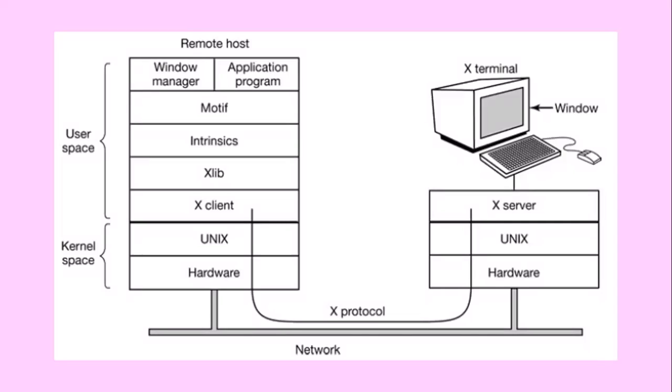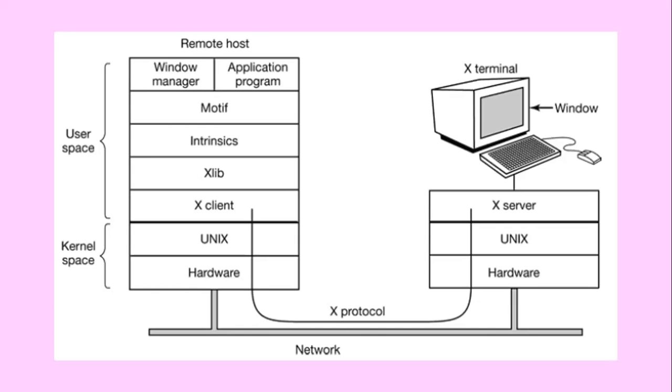From this diagram, my dear students, and the rest of the learners, you can see that on one side, we have a remote host, and on the other side, we have an X terminal. This X terminal is simply a monitor, a keyboard, and a mouse that have been connected together to an X server, which is served by Unix. And of course, we have the hardware.